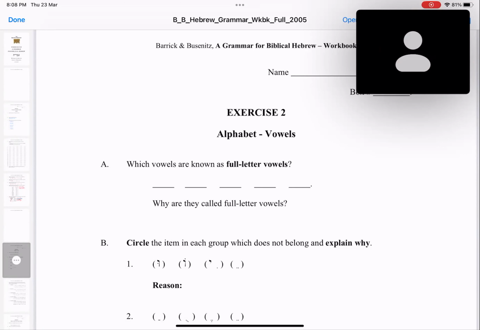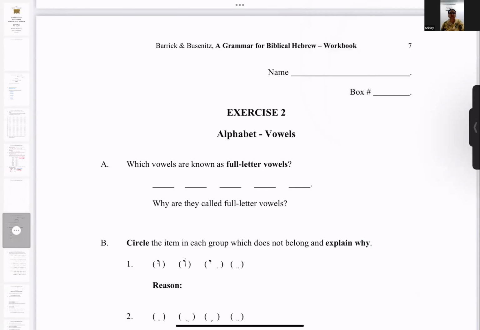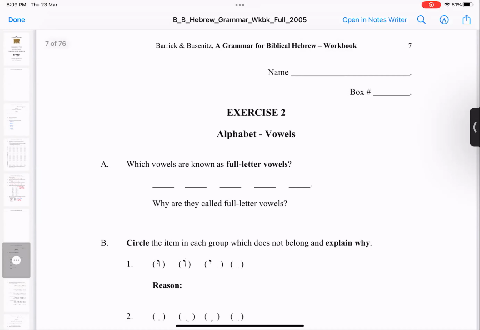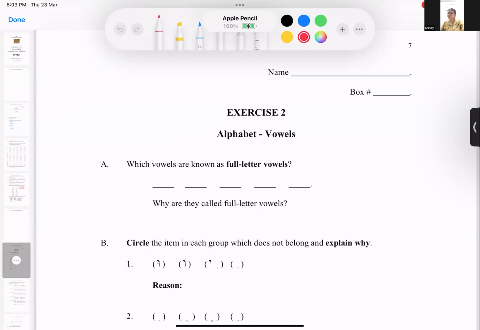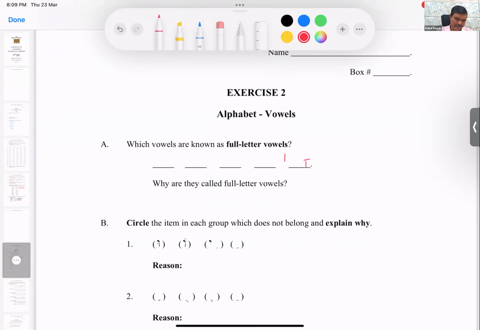I think there are 5 vowels. Sere yod, Hirek yod, Shurek, Kamets hey, Holam vav. Sere yod, Hirek yod, Shurek, Kamets hey, Holam vav. These are the 5 full letter vowels.